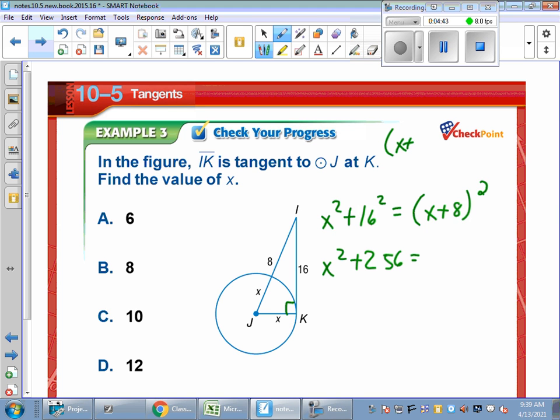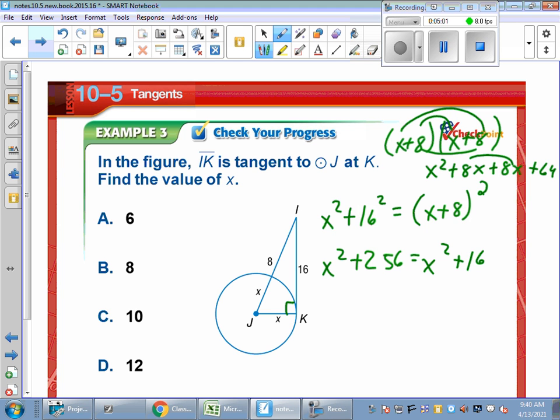And x plus 8 times x plus 8 is going to be x squared. There's your middle term, so that's 8x. There's your other middle term, another 8x. And then 8 times 8 is 64. So you combine these two together, you get x squared plus 16x plus 64. Your x squareds cancel.